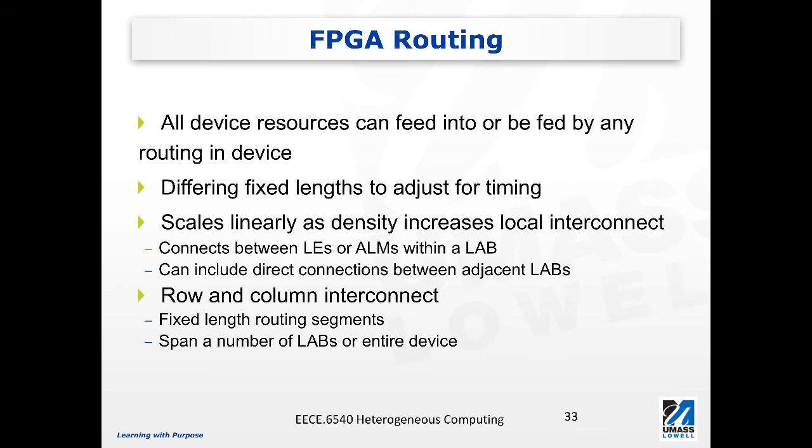Routing scales linearly as density increases the local interconnect. The way to understand this is that you have logic elements or adaptive logic modules within a logic array block. You can connect them as needed. Also, you can connect components across logic array blocks or adjacent logic blocks. You can even run longer routing through the row interconnect or column interconnect to span a larger number of LABs or even the entire device.